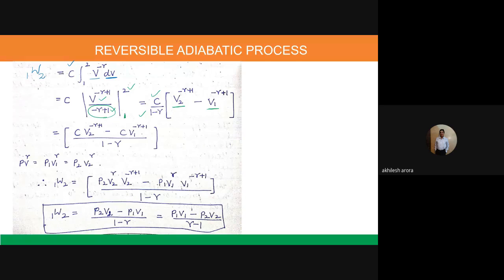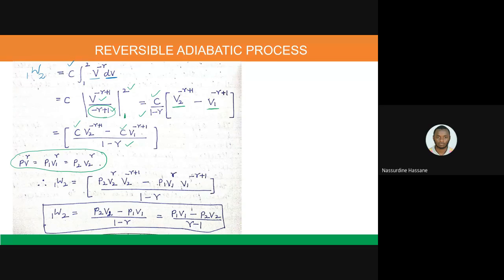Now what we can do in the next step is we can shift both the constant and 1 minus gamma inside the bracket. So here you can see this C comes inside, this C also comes inside. Now we know that this relation PV raised to power gamma.